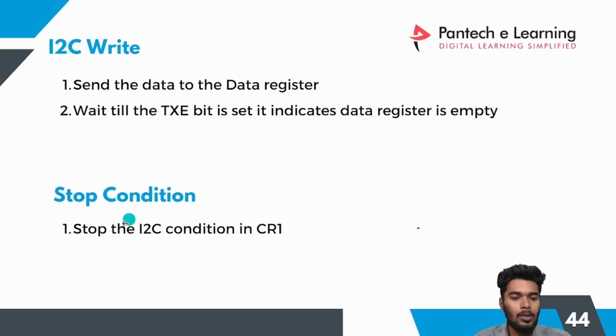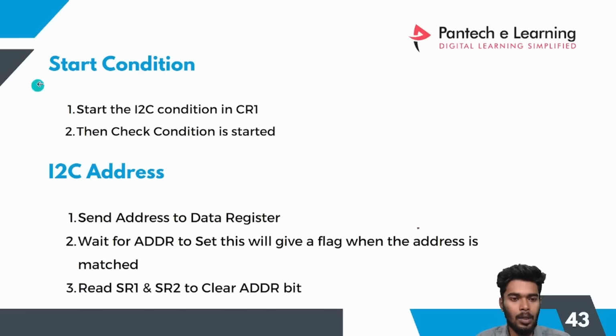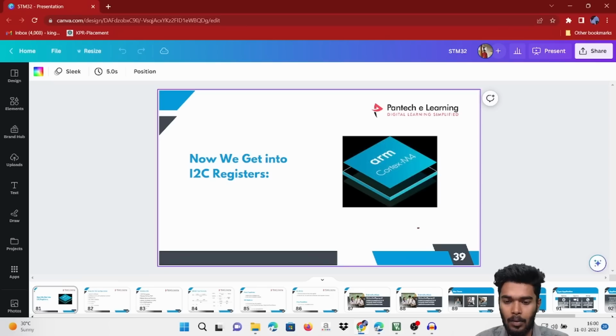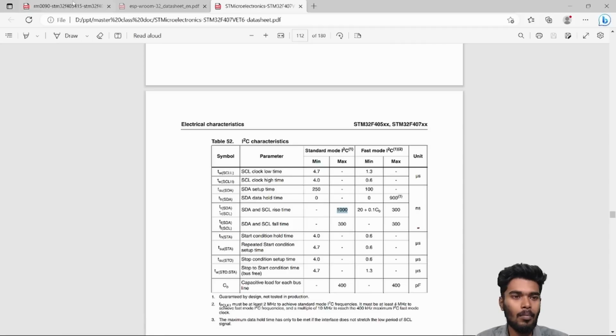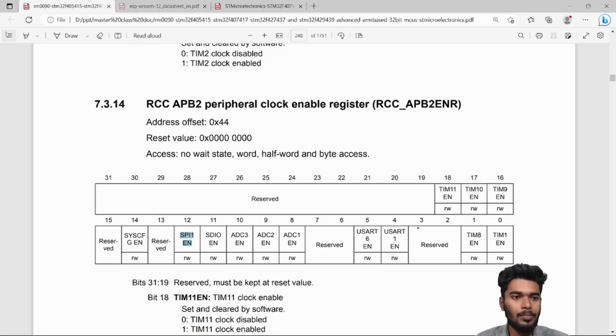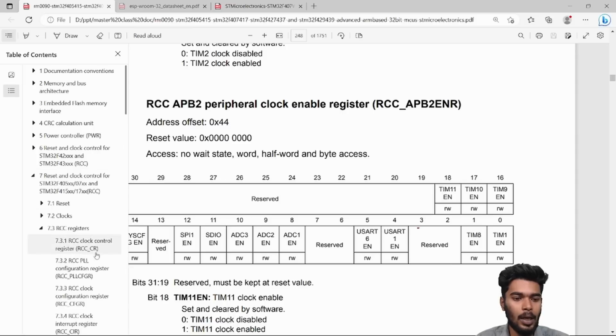Okay. So guys, we have seen the steps to do it. Now we will get into the registers. Go to the reference manual. And what is the first thing we have to do? We have to enable the clock for the I2C.